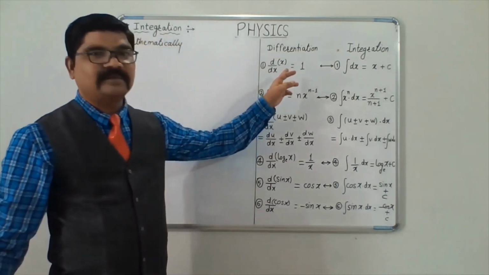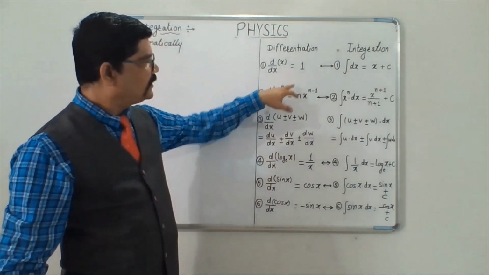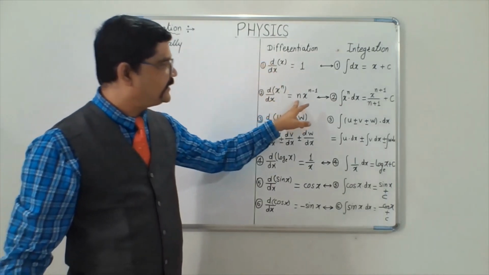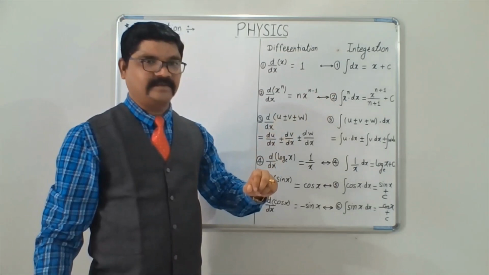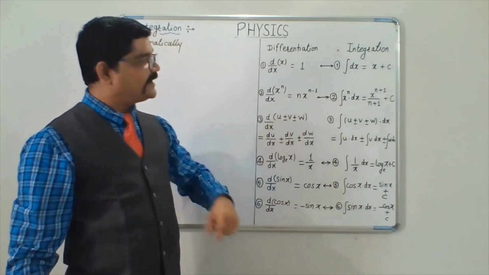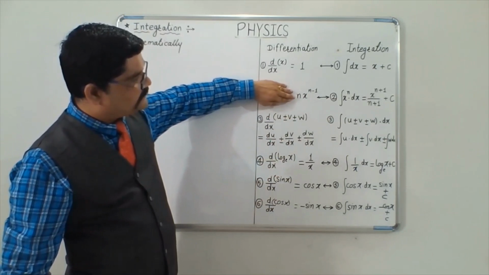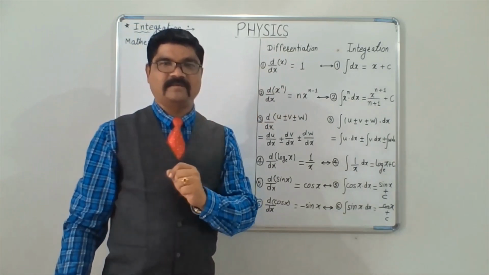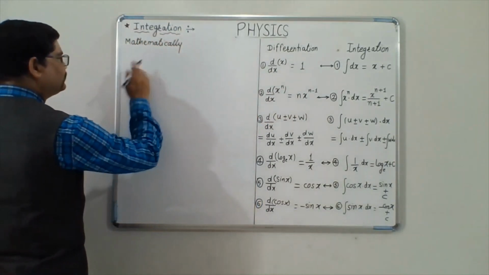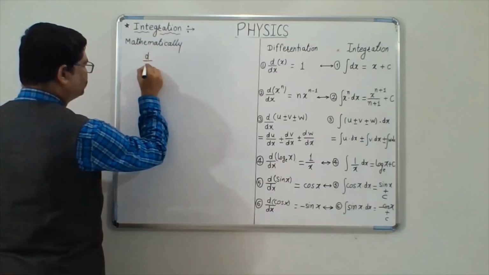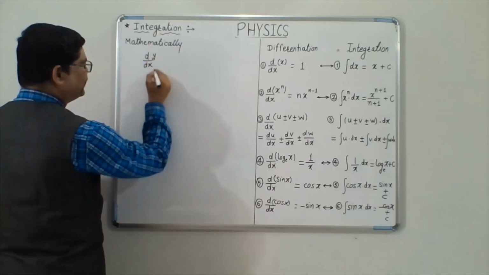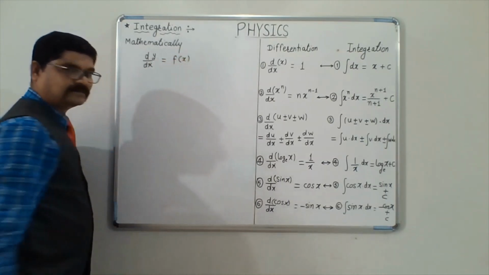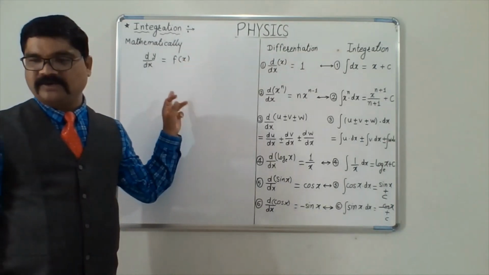As you can see, if the differentiation of x raised to n is done, we get n times x to the power n minus 1. This is the formula that we had used earlier. In that case, the integration of this part must give us the original quantity, the original function. So, if we have the derivative of y with respect to x, dy by dx is equal to f of x.